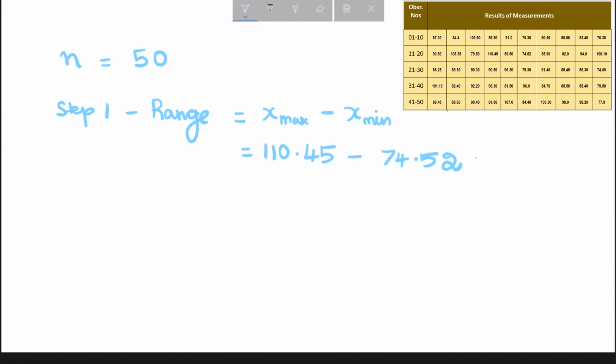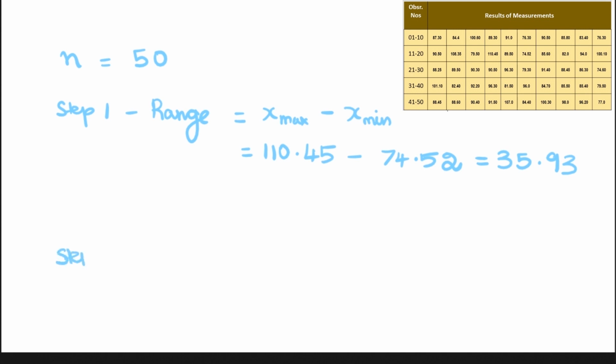So now we have to find out the difference. That will become the range. It is 35.93. Okay, sir. What is the next step, sir?